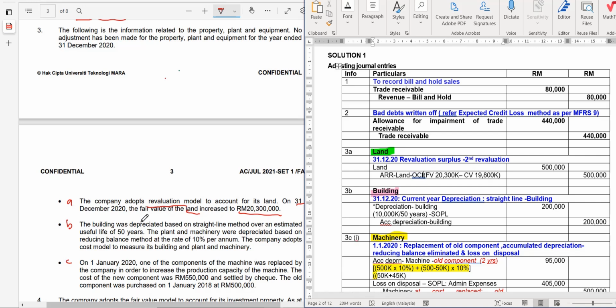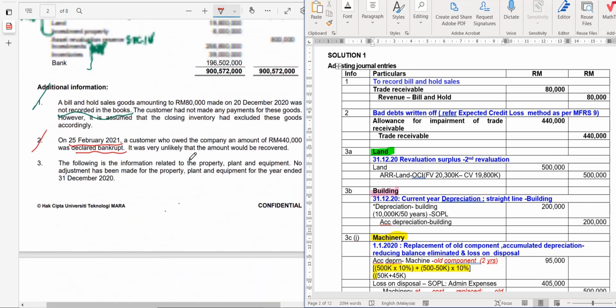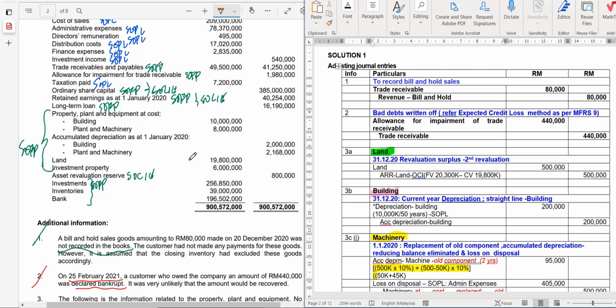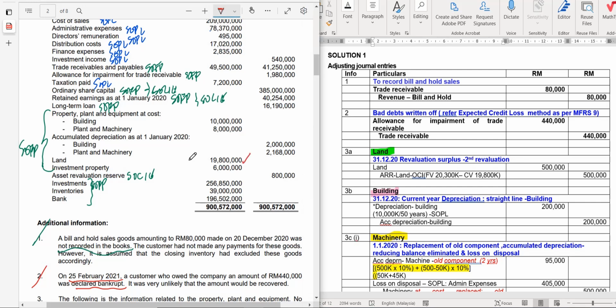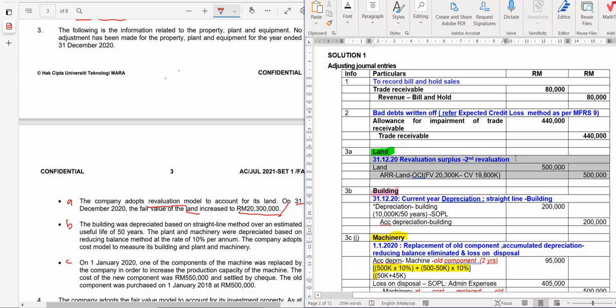And for land, you don't have to go and find out what is the carrying amount by adjusting depreciation, because land is not depreciated. So if you take the land figure here, which is 20 million, you can find that in your information here, right? 19.8, sorry, this one. You will compare with 20.3, and you can see that there was a surplus. So I've already put the item surplus.